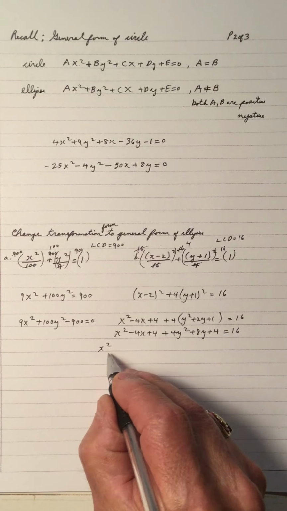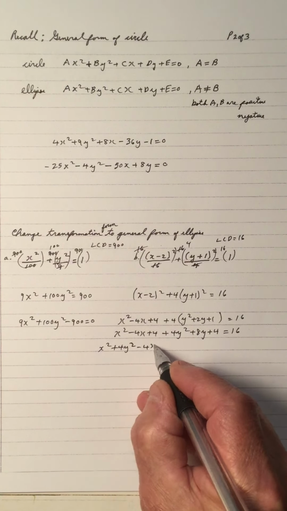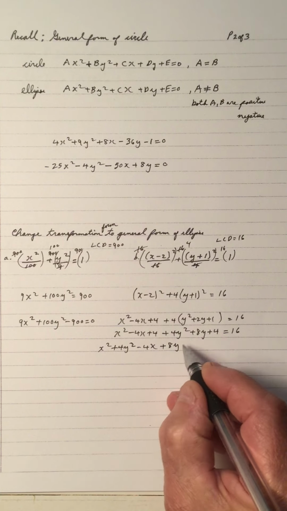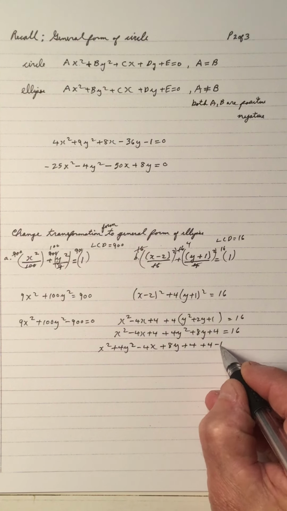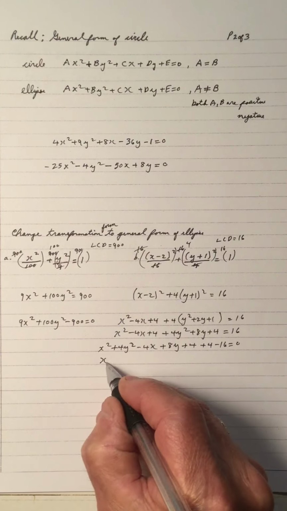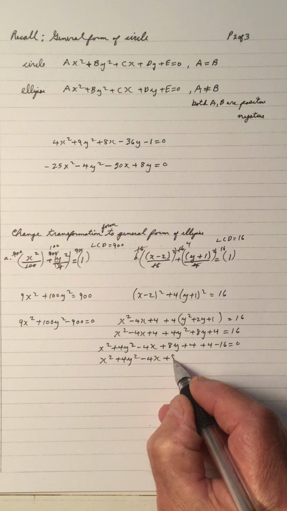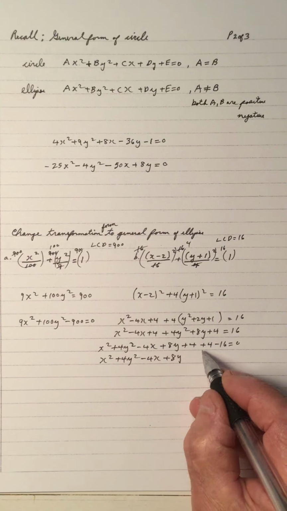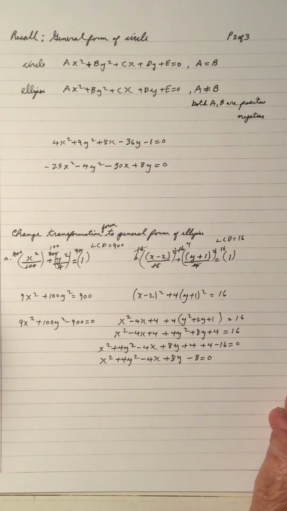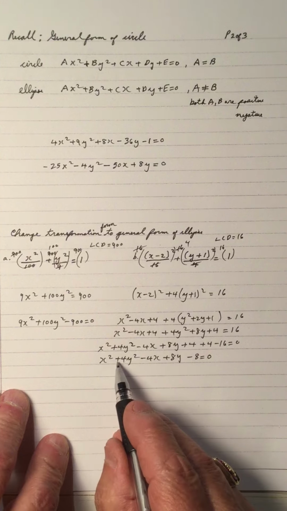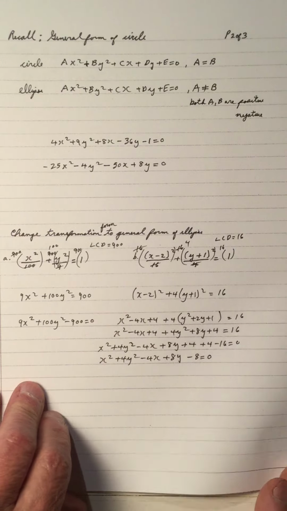Now we'll put it all in the right order. We have an x squared first, then a y squared, then an x, then the y, and plus 4, and minus 16 equals 0. So we have x squared plus 4y squared minus 4x plus 8y, and 4 minus 16 is negative 12... equals 0. So there's the general form. Again, notice we have a plus sign, we have an x squared, y squared, and the a and the b are different, so it makes an ellipse.